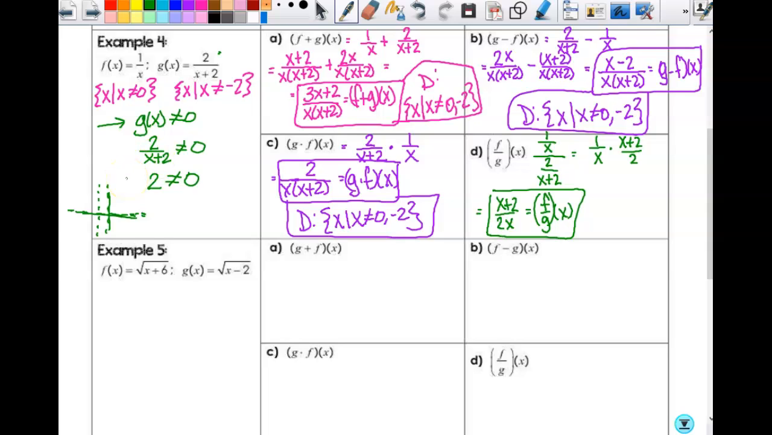So it doesn't change my domain any, and my domain is exactly what it has been, which is the set of all x's such that x cannot equal 0 or negative 2. And again, if you just took this at face value at the end, you'd just pick 0. You wouldn't even pick negative 2. Okay? So be careful with that.